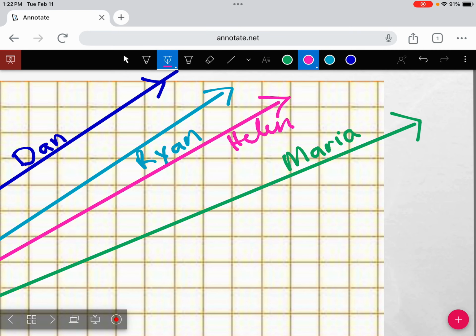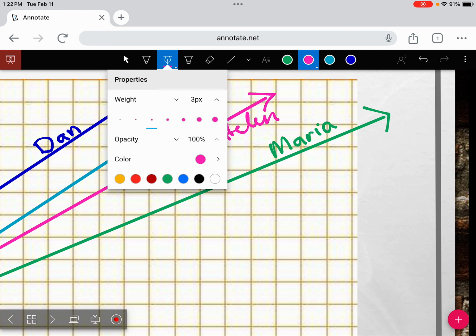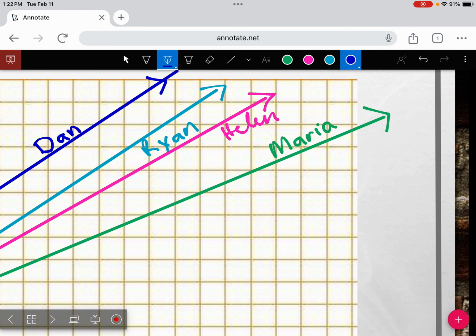There's Helen. So let's take a look at these questions and see if we can figure out what's going on. Who is going the fastest? You can go with color up here, that's fine. We got dark blue, light blue, pink, and green. I say Dan and Ryan both appear pretty steep, right? So for question number 1, just by looking at the picture, we're only going to get so much information. I think it looks like Dan and Ryan are really close.